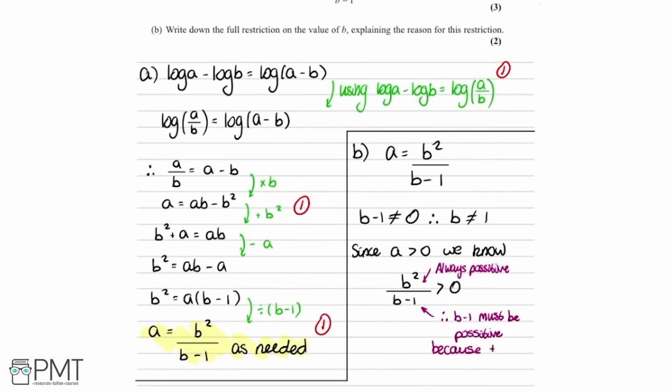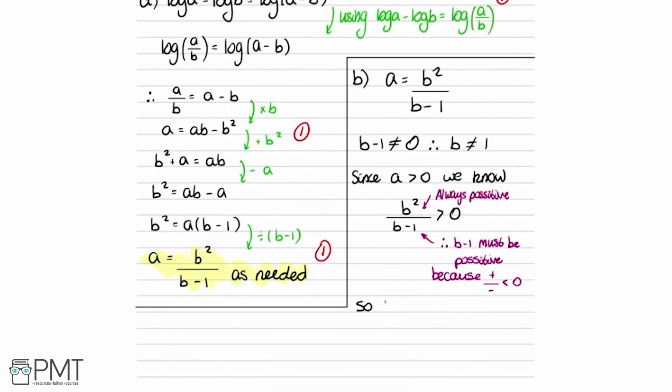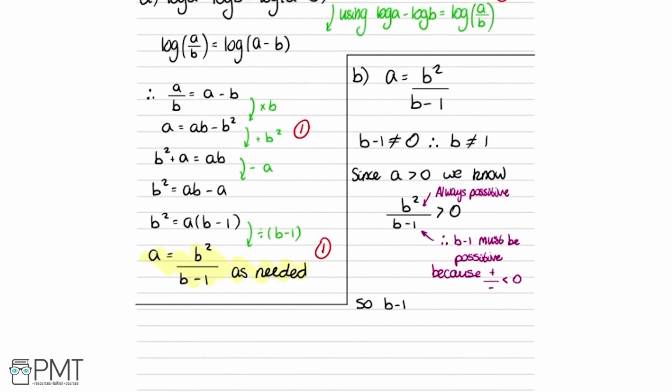Because the numerator is always positive, over a negative. So if B minus 1 was negative, or less than 0, that's going to be negative, because a positive divided by a negative is always negative. So we can write that B minus 1 must be bigger than 0. Therefore, B must be bigger than 1. And that's our final answer.